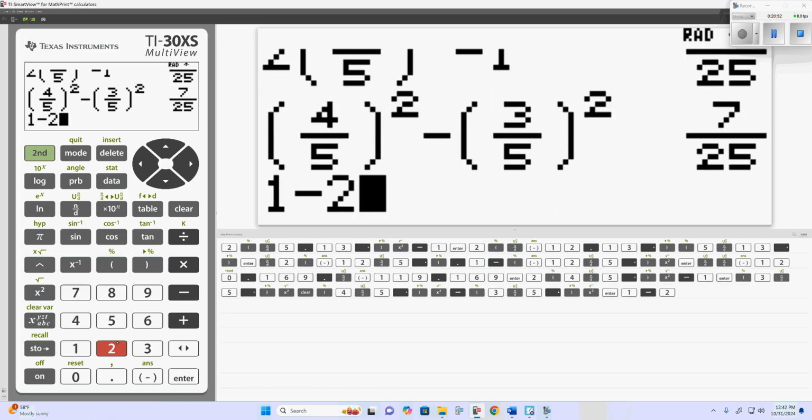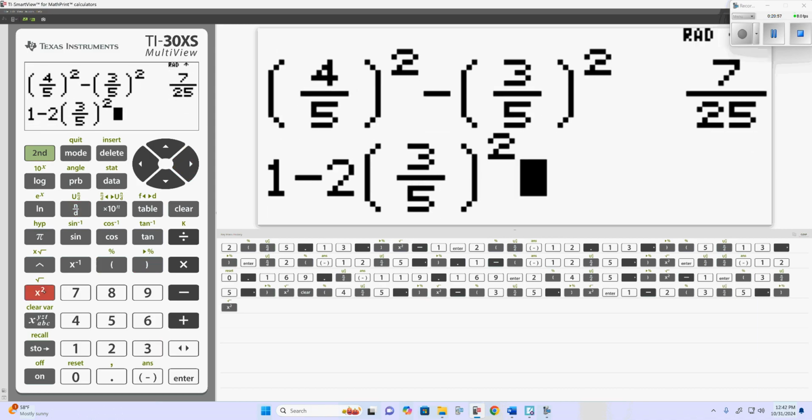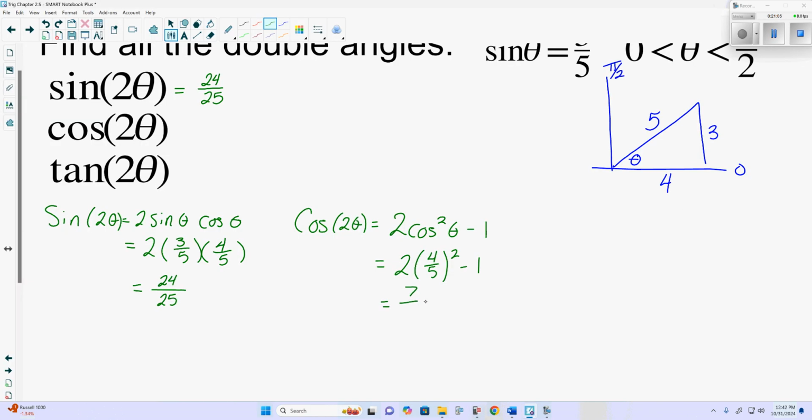The other one was 1 minus 2 sine squared, 3/5 squared, and what do you think we're going to get? 7/25. Because no matter which one we pick, it will give us the same answer. It's just going to depend on what we have. Like the last one, we already had cosine to start with, so we can use 2 cosine of theta squared minus 1. We already have cosine, we plug it in, we're done. Here, since we already have sine and cosine, it didn't matter. We just had to pick one.